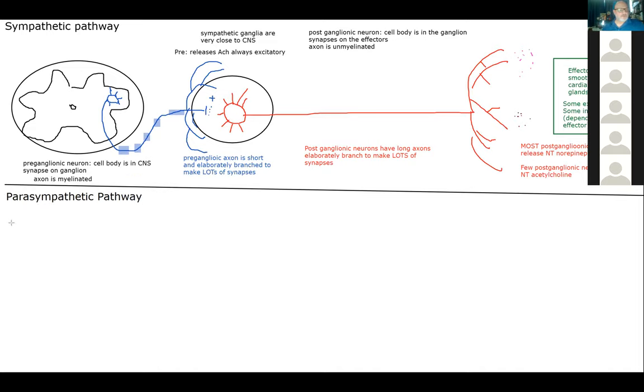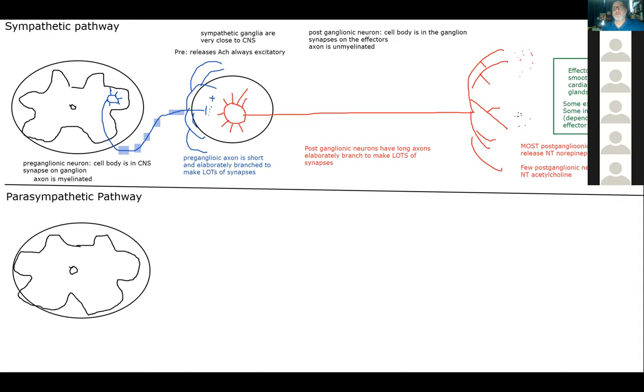Start with our spinal cord. We start with the same basic information. We still have a preganglionic neuron. Its cell body is in the central nervous system. It synapses on the ganglion. Its axon is myelinated. So all of that part is the same.